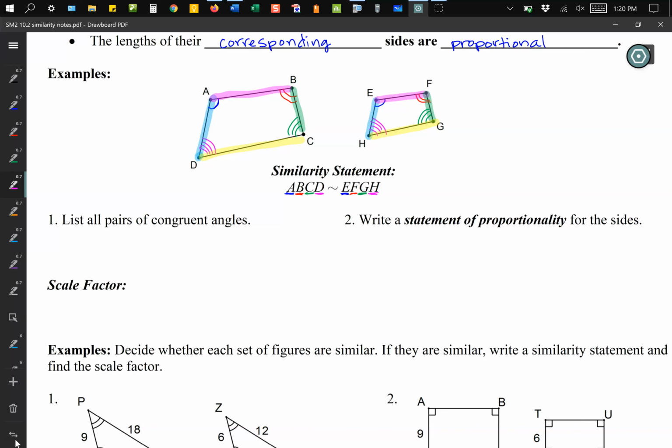I could change the order of the first one. I could have named this BCDA or CDAB or DABC or DCBA, as long as I changed the order of the second one to match. If I had named this BADC, let's try that. BADC.